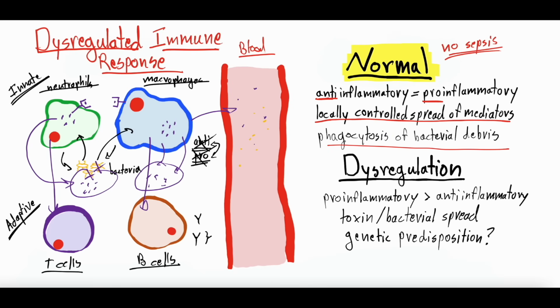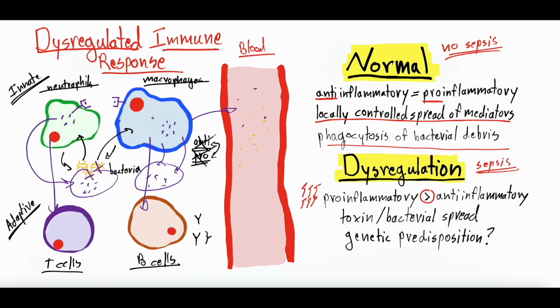But what happens when this gets dysregulated, right? Dysregulation leads to sepsis. It's your own immune system that's becoming dysregulated. So what happens when there's dysregulation? Well, those pro-inflammatory cytokines and signaling molecules start to become greater than the anti-inflammatory ones, and that leads to a higher spiral of inflammation.